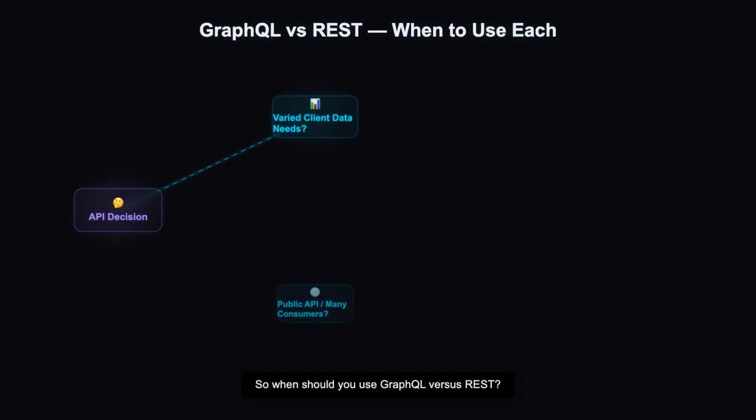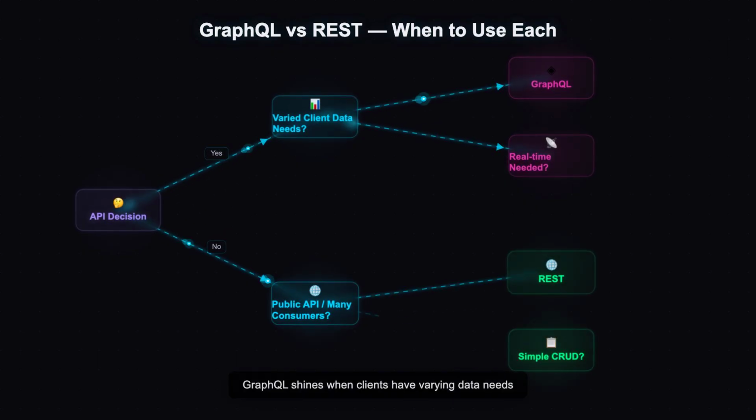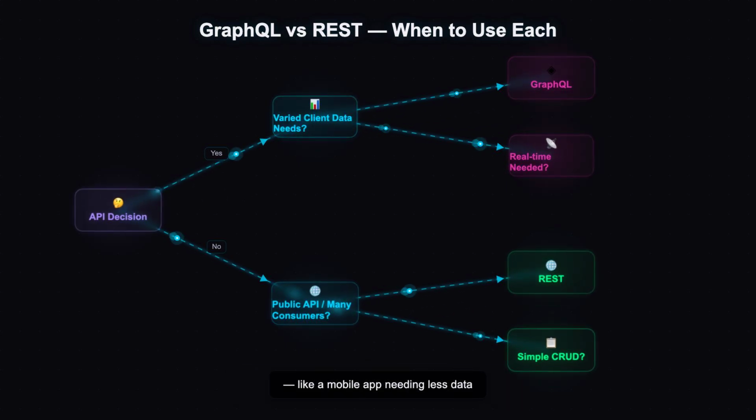So when should you use GraphQL versus REST? GraphQL shines when clients have varying data needs, like a mobile app needing less data than a desktop app. REST is simpler when your API is public, resource-oriented, and consumed by many different clients you don't control.